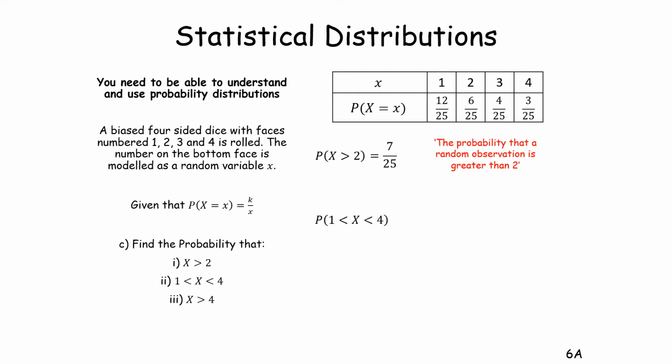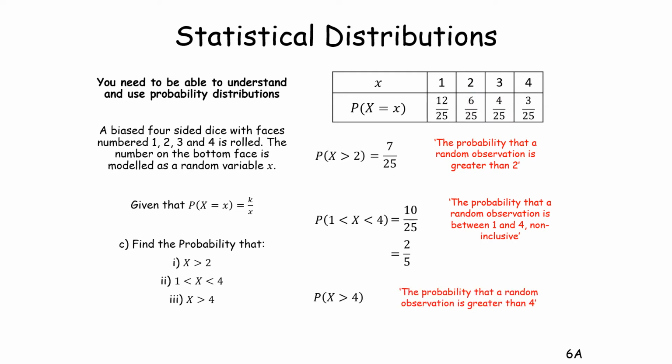For between 1 and 4, well, 1 and 4 are not inclusive, so it's just 2 and 3, which is 10 over 25, or if you simplify, 2 over 5. For X greater than 4, you're saying the probability of the random observation being greater than 4, which is impossible, so it's equal to 0.